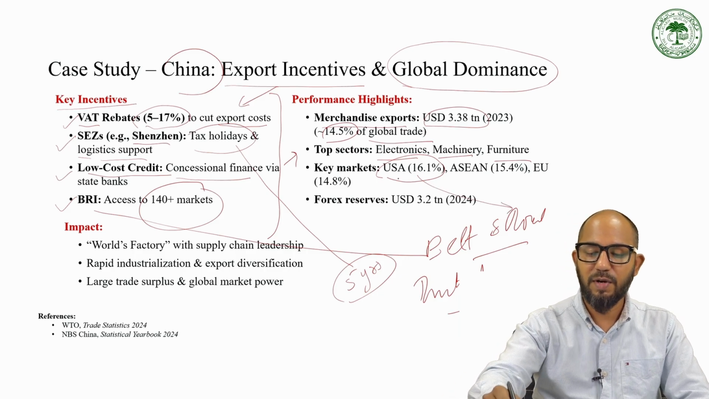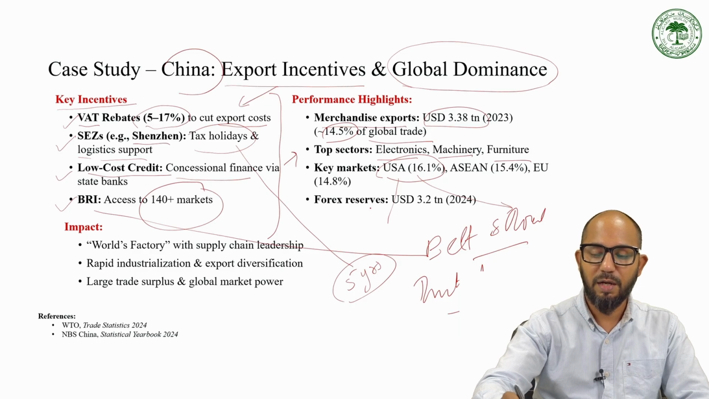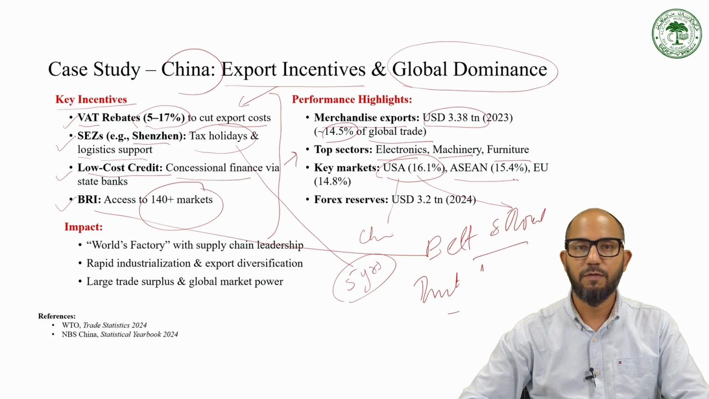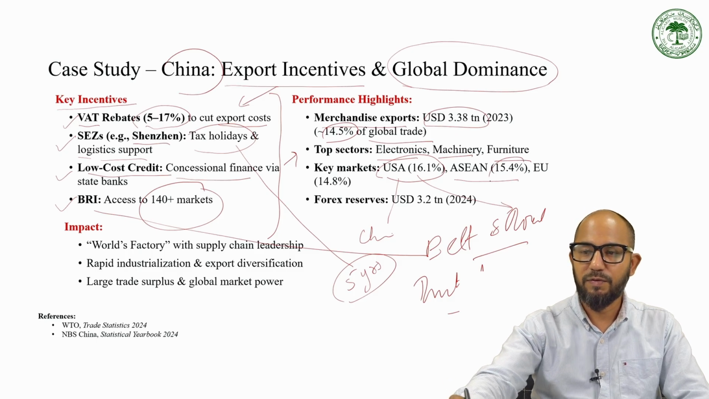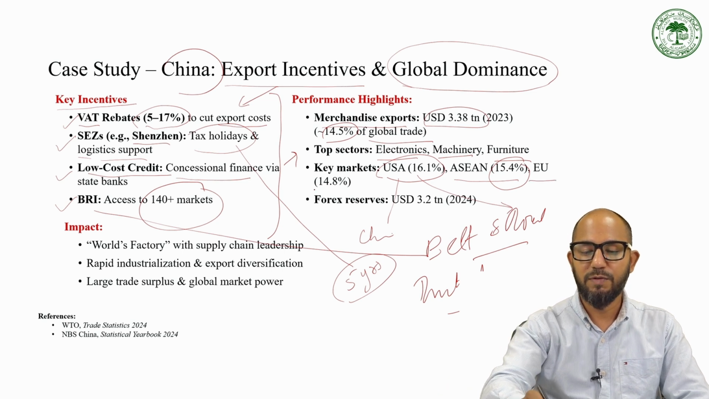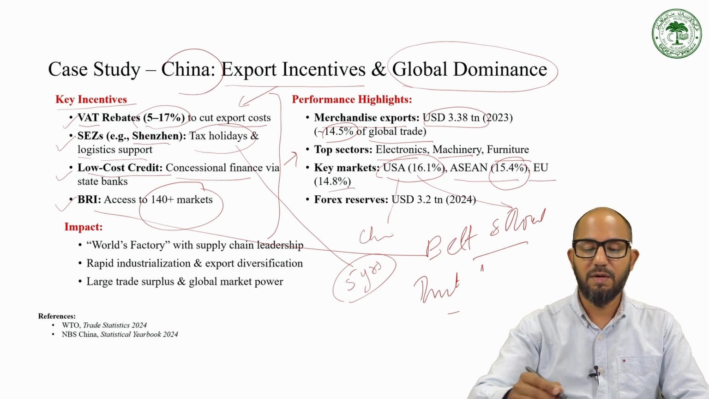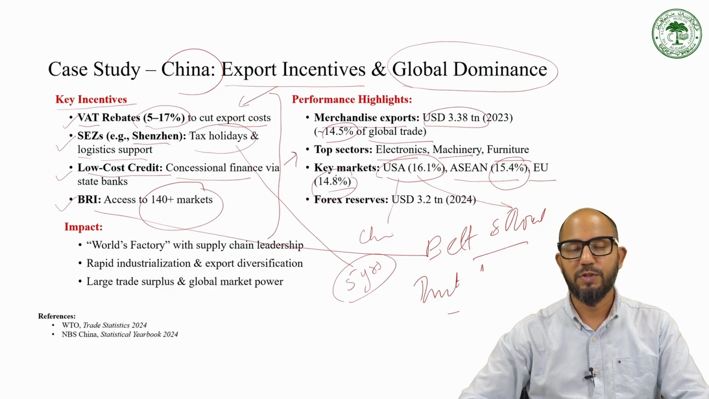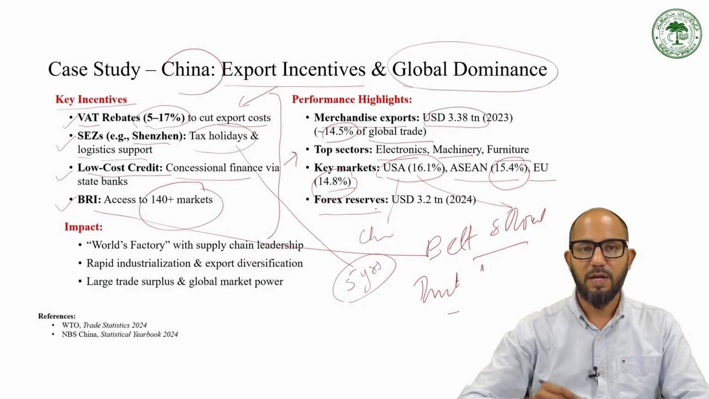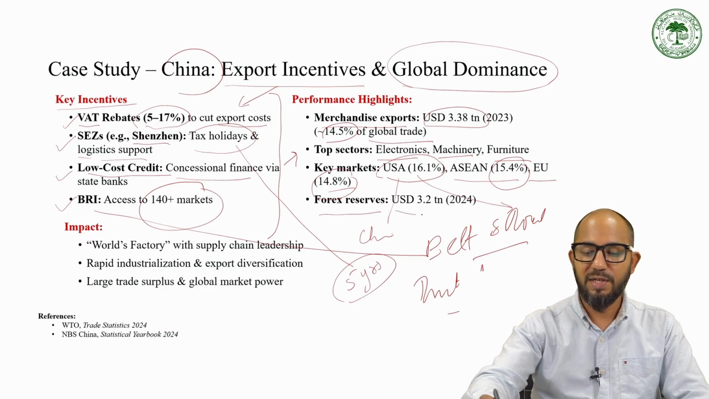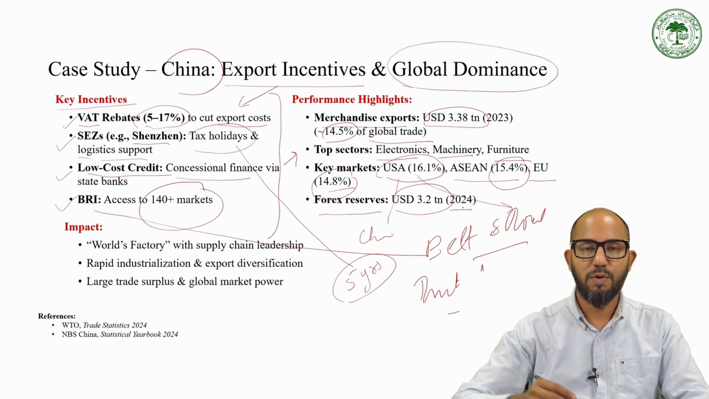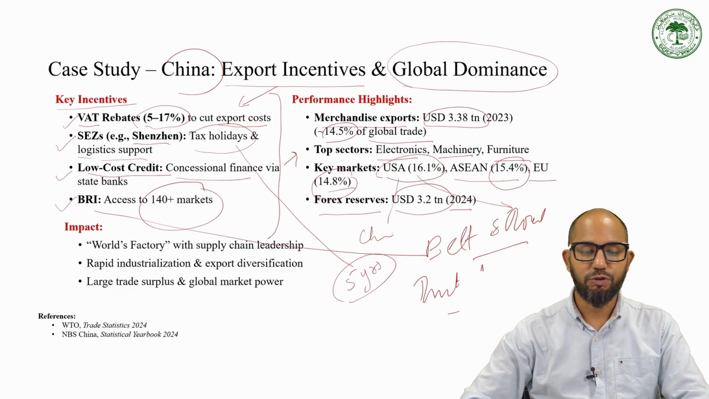And that is one of the reasons why there has been a trade war between China and USA. And then in the ASEAN market, that is Association of Southeast Asian Nations, 15.4% of exports have been from China, and then the European Union, which is a conglomerate of around 26 countries, 14.8% of exports have been going to the European Union from China. Forex reserves have also increased. They have now reached 3.2 United States dollar trillion in 2024, which is quite impressive for China.